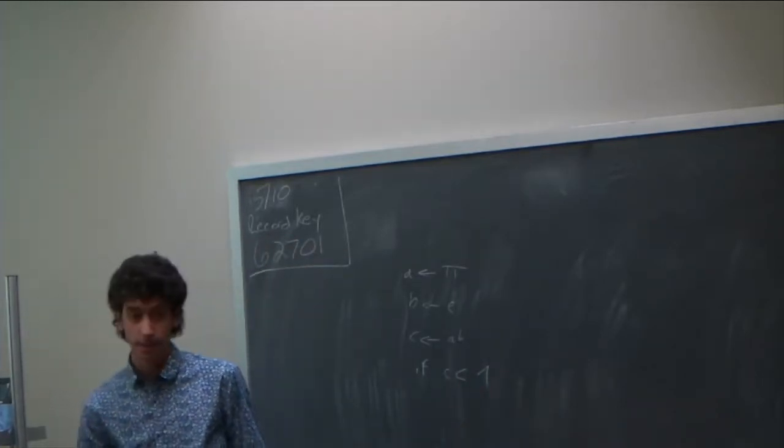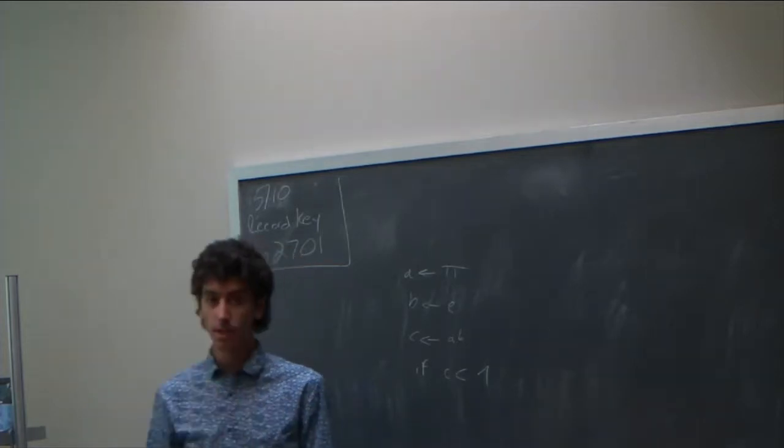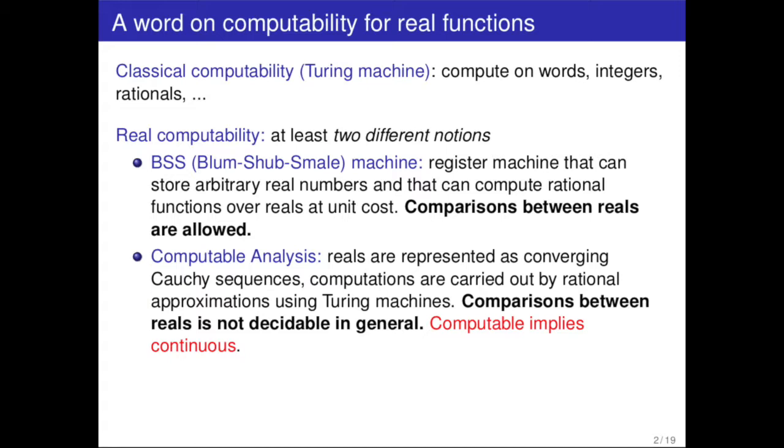On the contrary, there's another model called computable analysis, where the idea is completely different. We don't want to be able to manipulate real numbers at unit cost because it's not realistic. So we represent real numbers as converging Cauchy sequences, and everything is done via approximations on rational numbers.